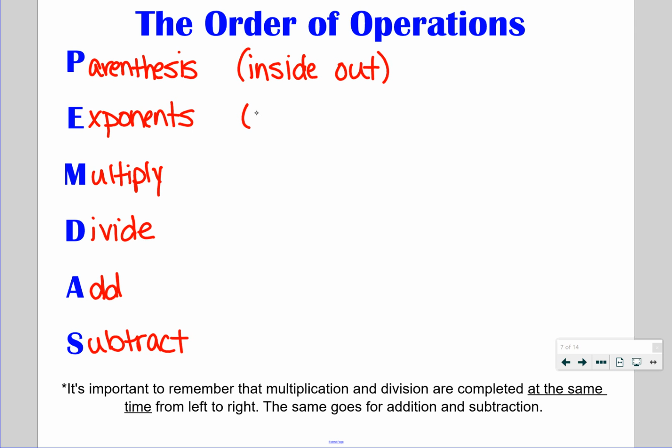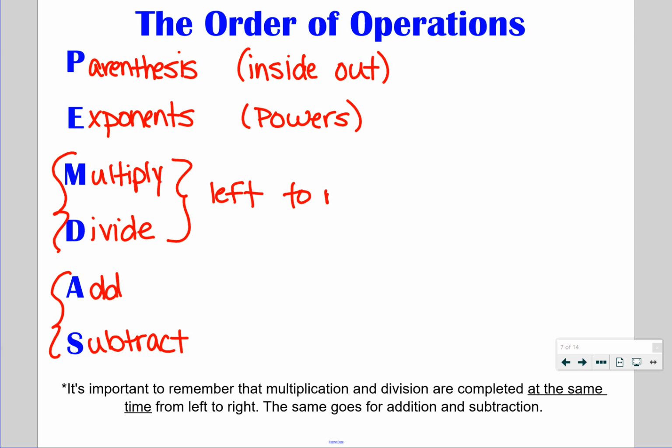Then exponents, which are sometimes called powers. And then at the bottom here, this is where it gets a little tricky. Most people remember the order, but they don't remember the fact that multiplication and division are actually a pair. They happen at the same time. The same is true for addition and subtraction. We complete multiplication and division at the same time from left to right.